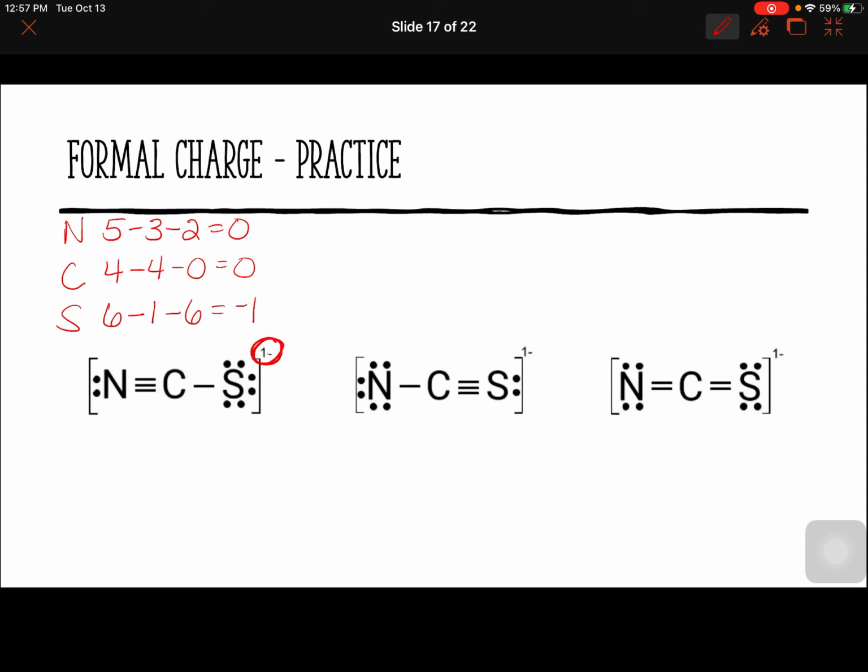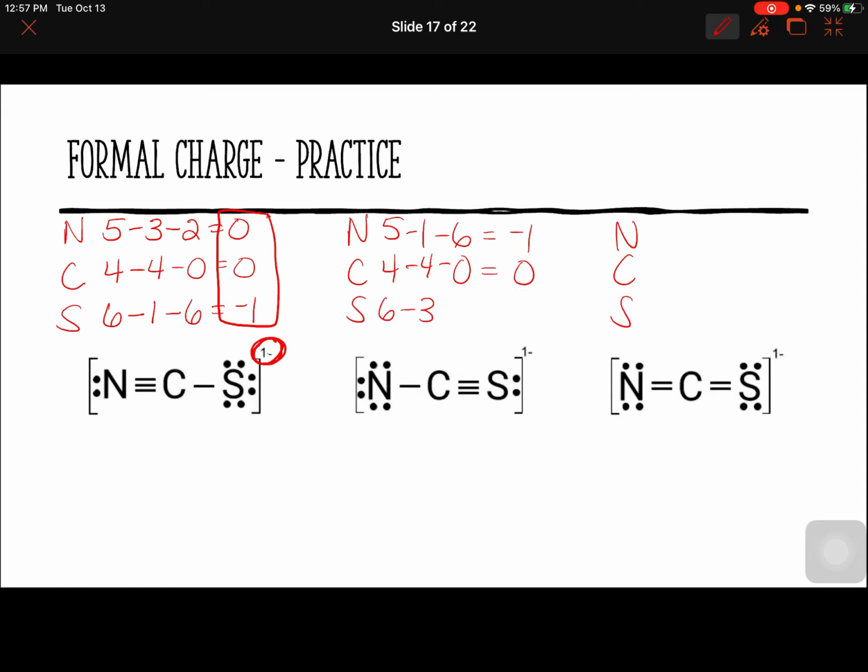So you see here, this ion has a -1 charge. So these formal charges need to add up to -1. Nitrogen, carbon, sulfur. So 5 -1 -6, 4 -4 -0, 6 -3 -2. Oh, I'm sorry, this is -2. And that is +1. So we add all those up and we do get -1.